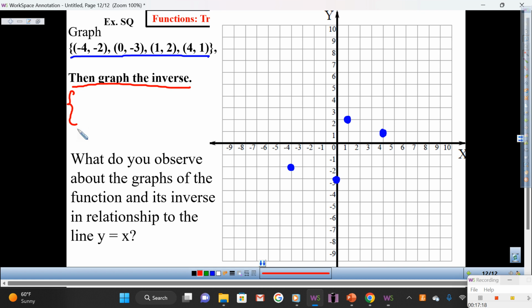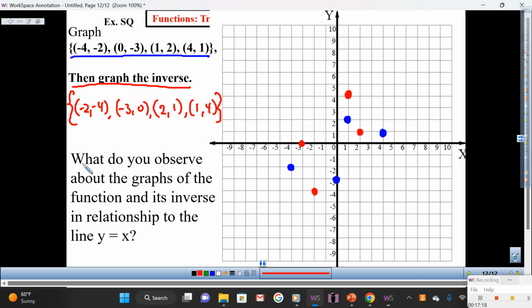All right. Frida, pick someone. Anaya, go. -2, -4, -3, 0, 2, 1, and 1, 4. All right, plot those. -2, -4, -3, 0, 2, 1, 1, 4. All right.